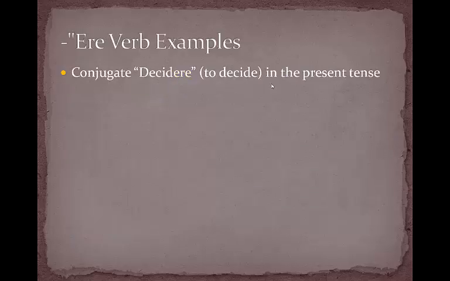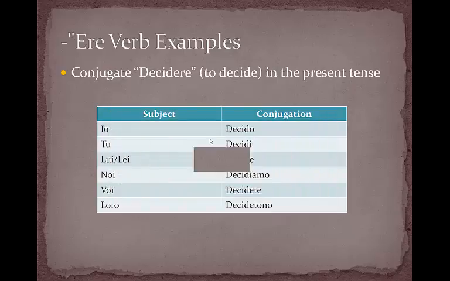All right. So let's conjugate another verb. Decidere means to decide. Let's conjugate it in the present tense. If you want, you can pause this video and try it out. But obviously this isn't the practice part, so let's conjugate it. Decido, decidi, decide, decidiamo, decidete, decidono.